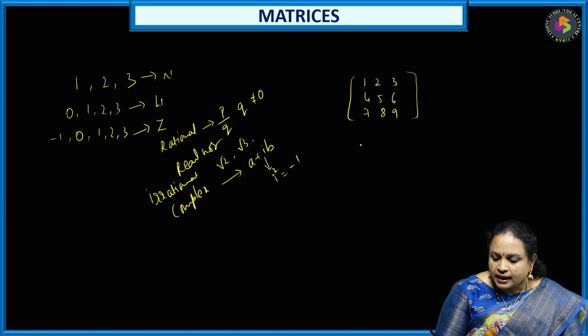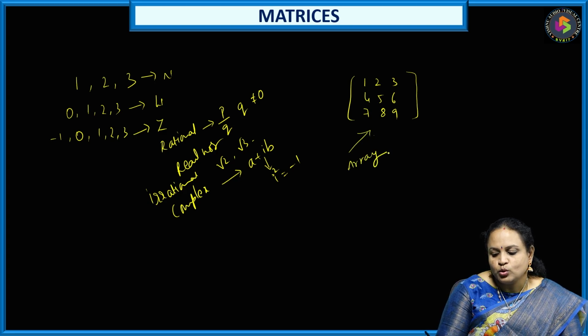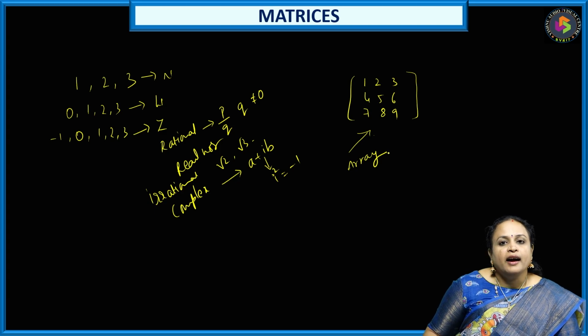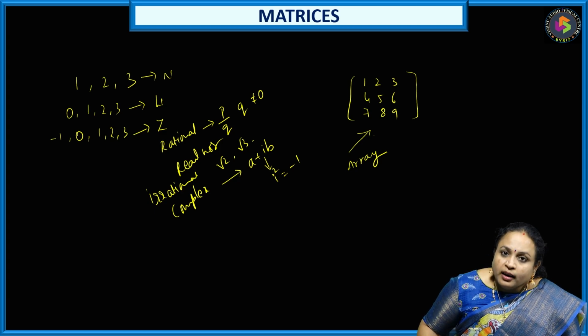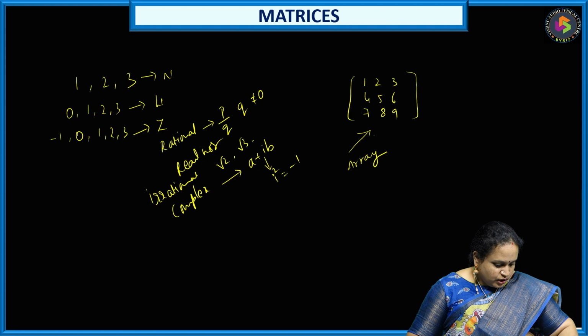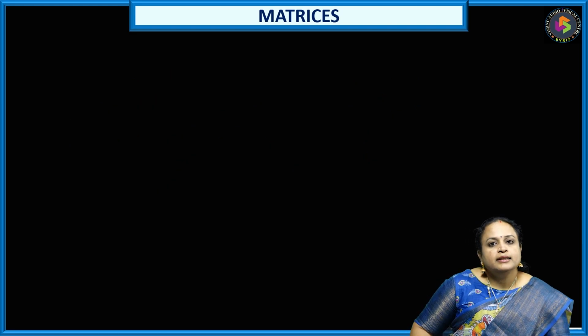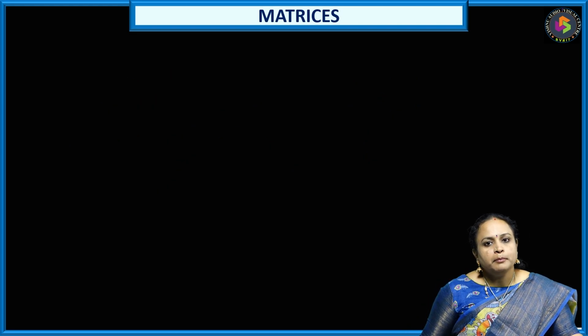So this is actually, when you go to a system, this is called an array. It stores the data in the form of an array. So let us go with the formal definition of a matrix. Let us start with the formal definition of a matrix.